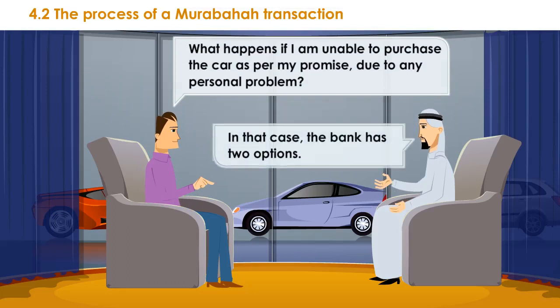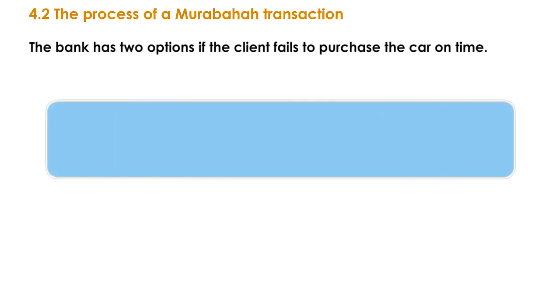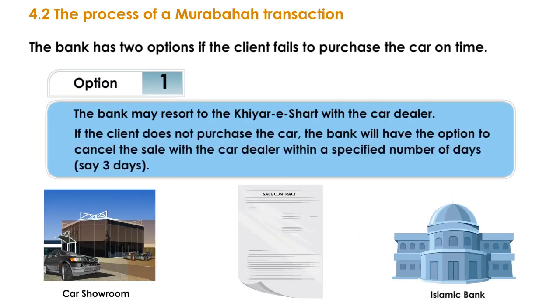In that case, the bank has two options if the client fails to purchase the car on time. Option 1. The bank may resort to the khiyar-e-shart with the car dealer. If the client does not purchase the car, the bank will have the option to cancel the sale with the car dealer within a specified number of days, say 3 days.